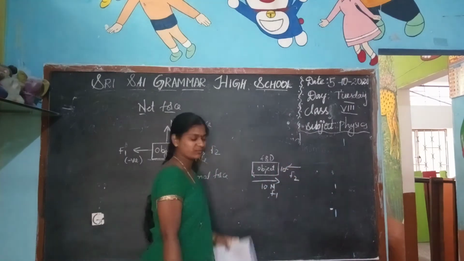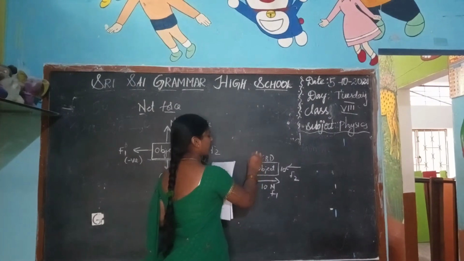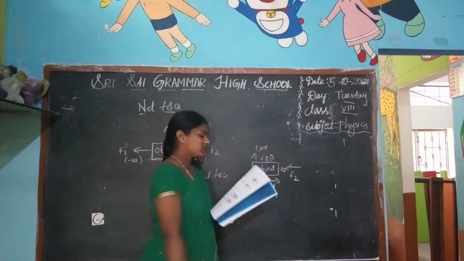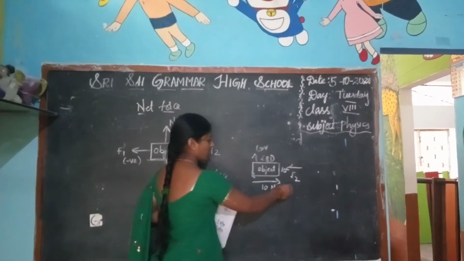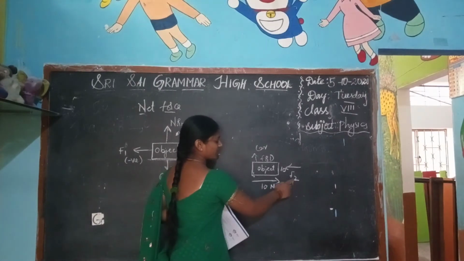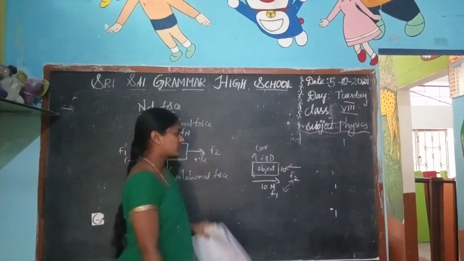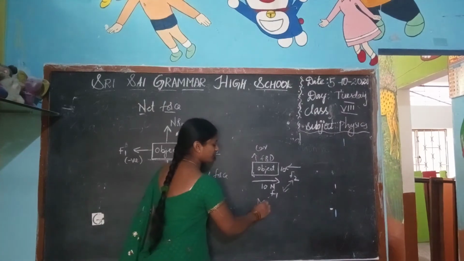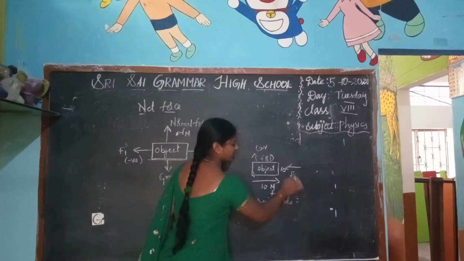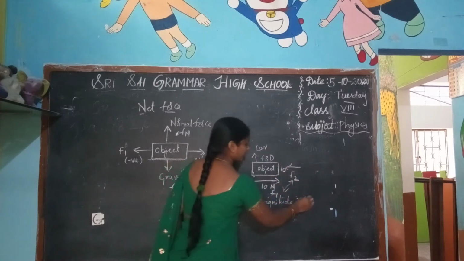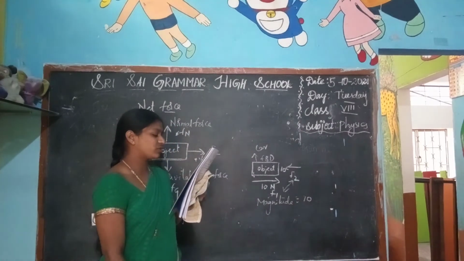Where are the two net forces? See how many forces are acting on this. It is a car. How many forces are acting on the car? Two forces, F1 and F2. What is the magnitude given for each force, F1 and F2? It is 10. Now, what is the direction of the forces?